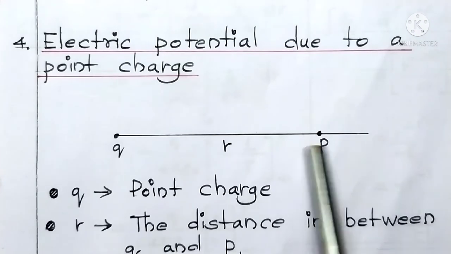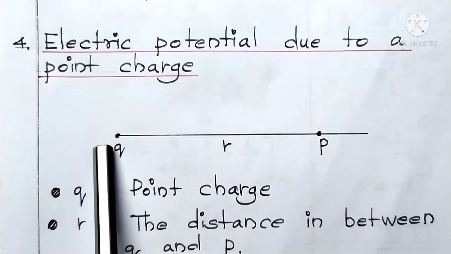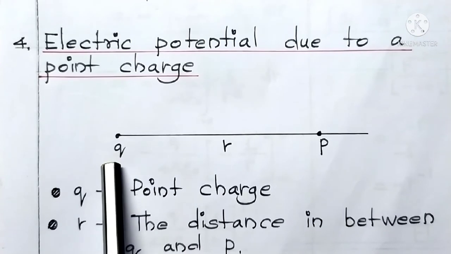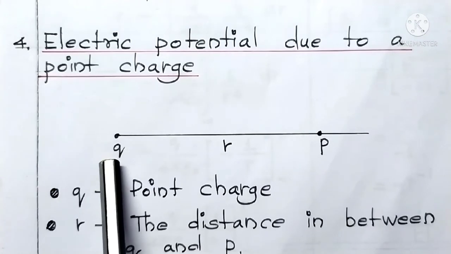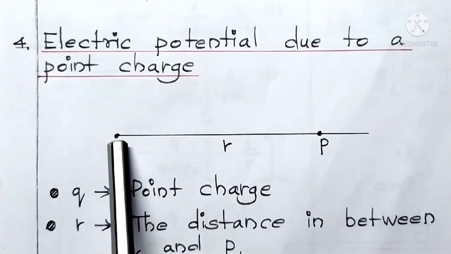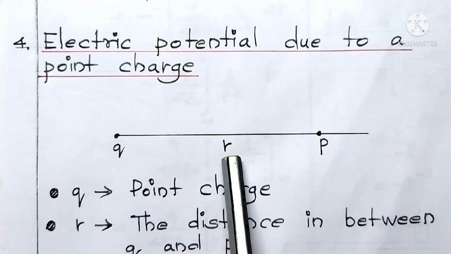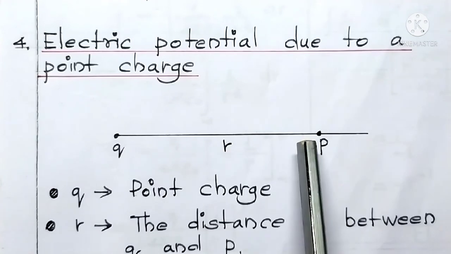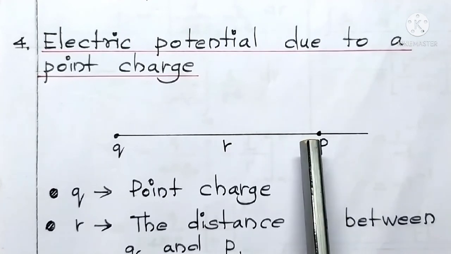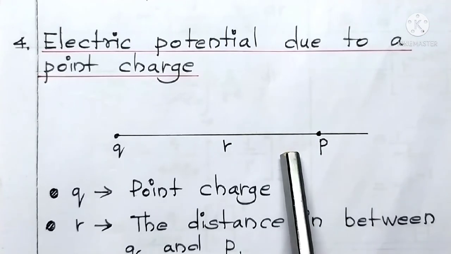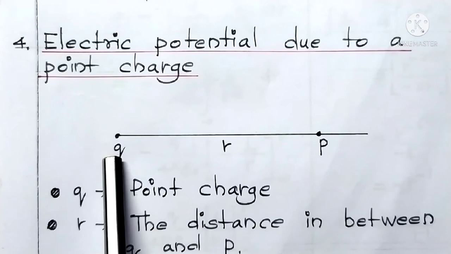Here we have drawn a diagram. At this point, a point charge is placed, that is plus Q. And from this, at a distance of r, another point is chosen. At this point only, we are going to calculate the electric potential due to this point charge.